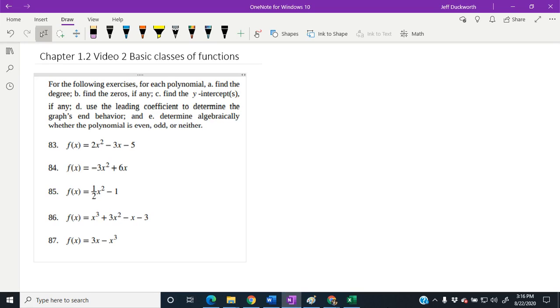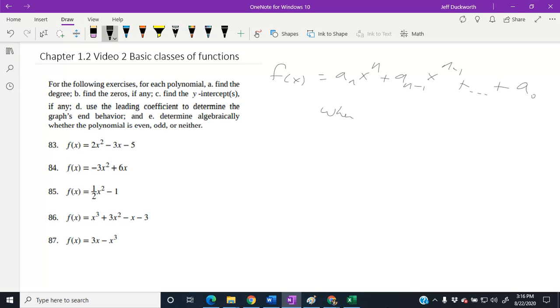The next question deals with higher order polynomials. So a polynomial is of the form f of x equals a_n, which would be a coefficient, x to the n, plus a_(n-1) x to the n minus 1, all the way to some value a_0, where n is a whole number. So each of these problems, 83 to 87, will fall into this form.